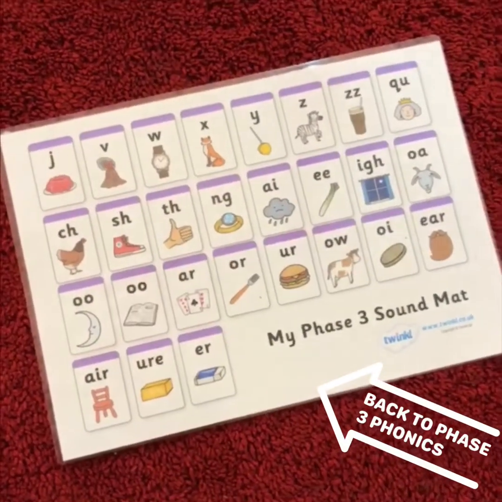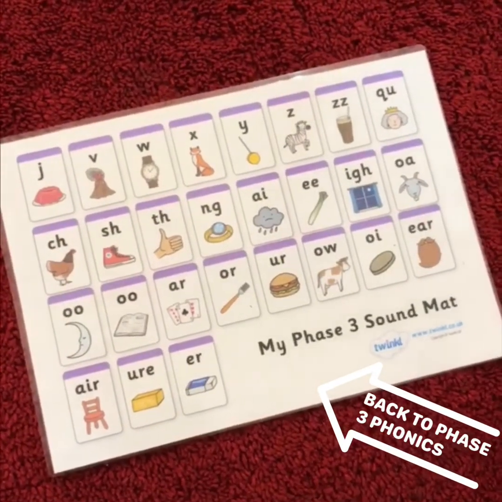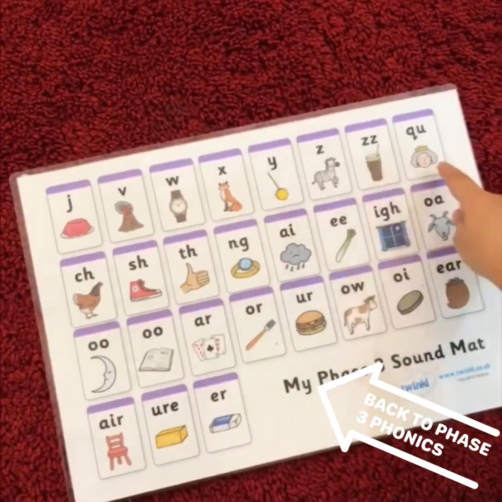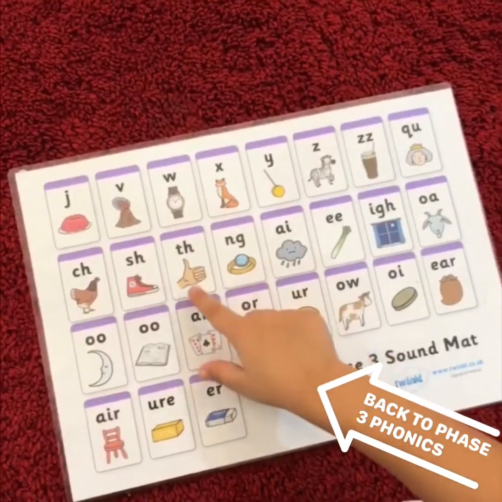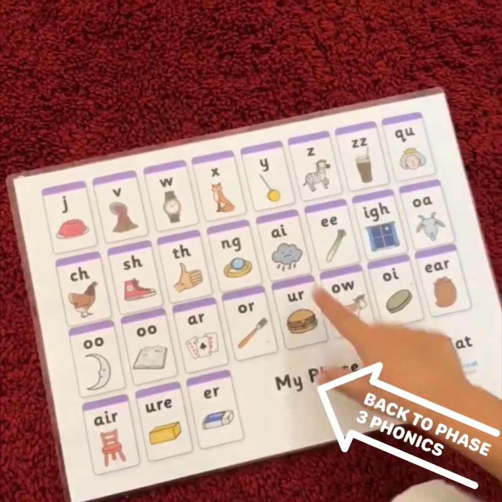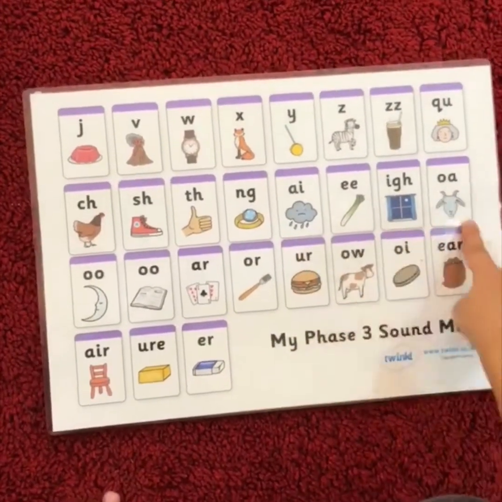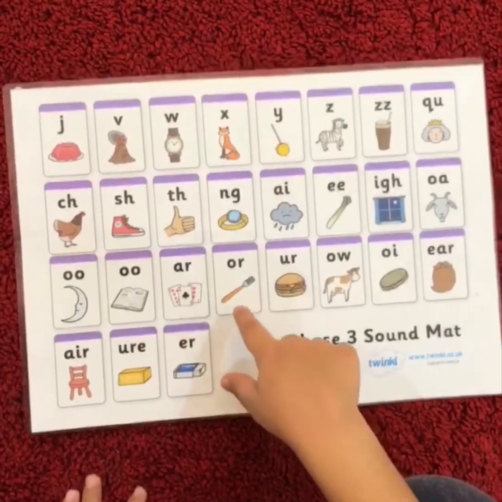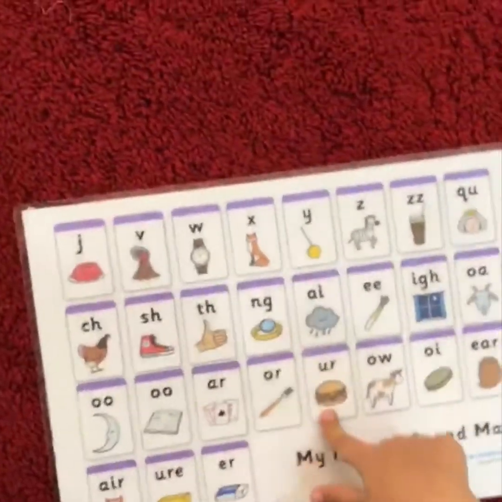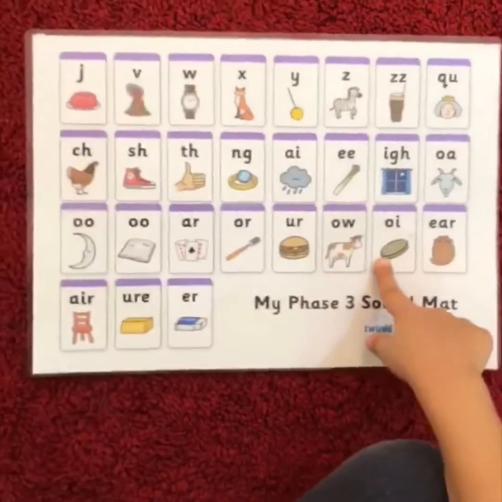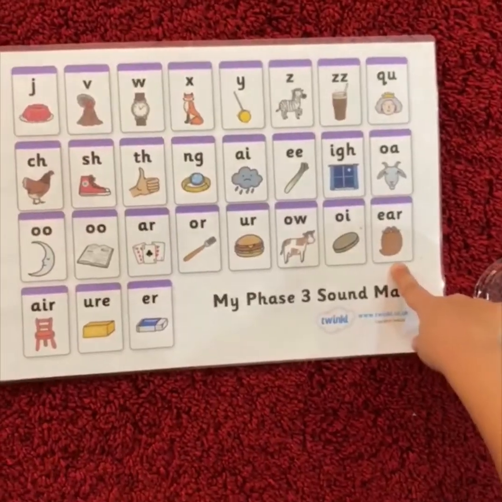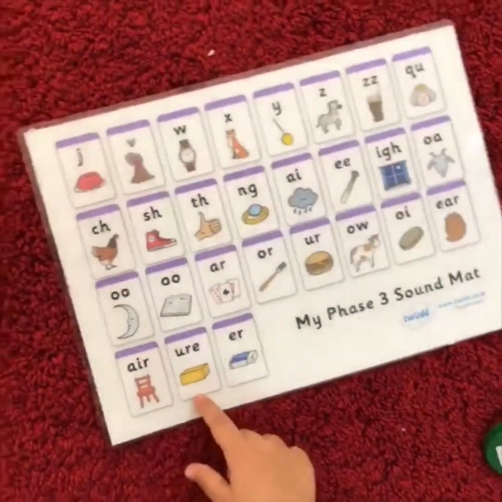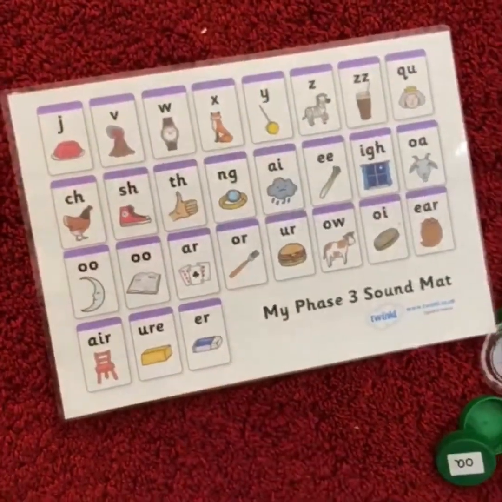Okay, Amara's going to help us with the Phase 3 sounds. Is that right? Yes, Mama. Okay, off you go. Ch, j, v, w, x, y, z, qu, ch, sh, th, ng, ai, ee, igh, oa, oo, ar, or, ur, ow, oi, ear, air. This one's air because it's chair. Er. Well done, Amara.